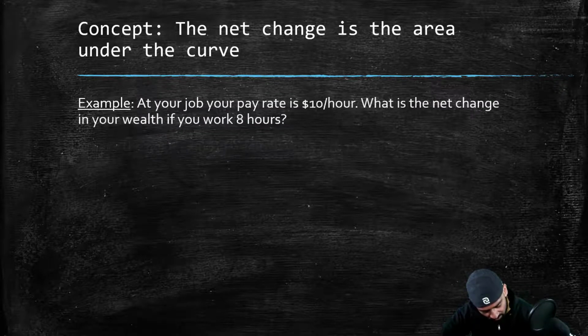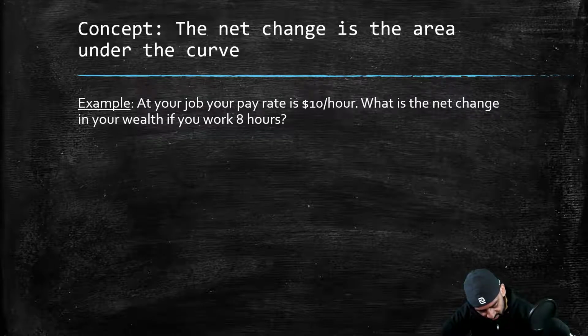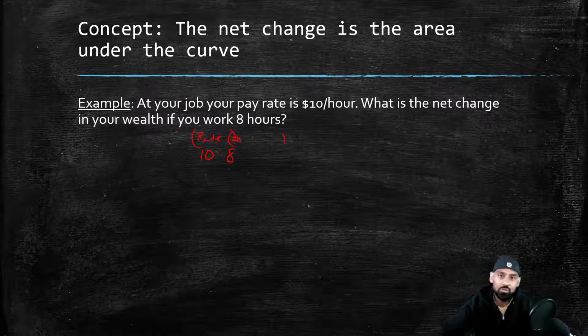Go back one. There we go. What's the net change? The money that you made, all right? Well, let's see here. Well, that's just going to be 10 hours times 8, right? So $10 per hour. So the rate times the number, the quantity, if you will, right? And that gives you the actual net change.